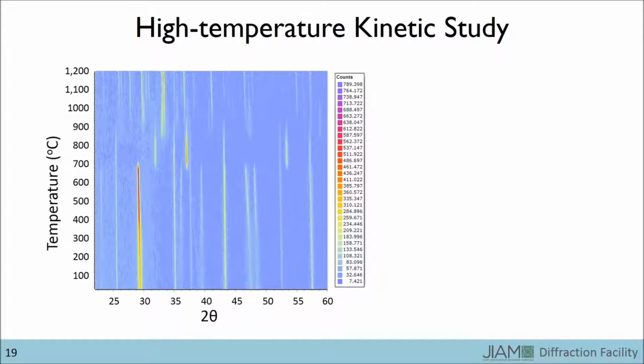Never did the user allow the system to pause at a temperature to reach equilibrium. Each of the vertical lines that you see in this plot corresponds to a peak in the typical intensity versus 2 theta type of plot. The color of each line indicates the intensity of the peak.